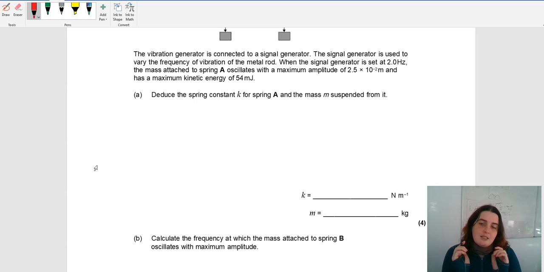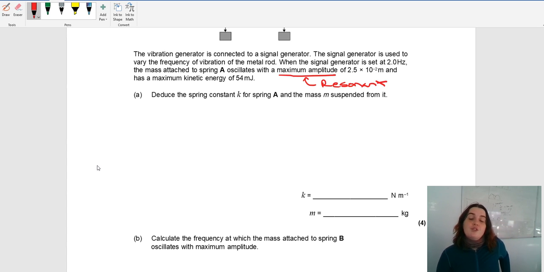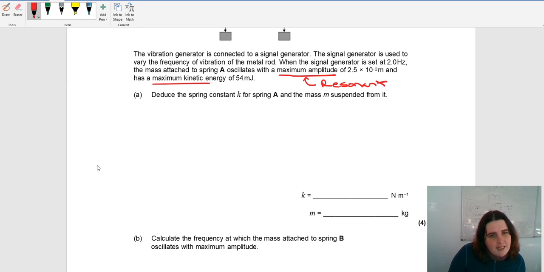When the signal generator is at 2 Hertz, the mass A oscillates with a maximum amplitude. So we are at a resonant frequency, and the amplitude is 2.5 times 10 to the minus 2. It has a maximum kinetic energy of 54 millijoules. So deduce the spring constant and mass of A. We are dealing with simple harmonic motion of a spring.